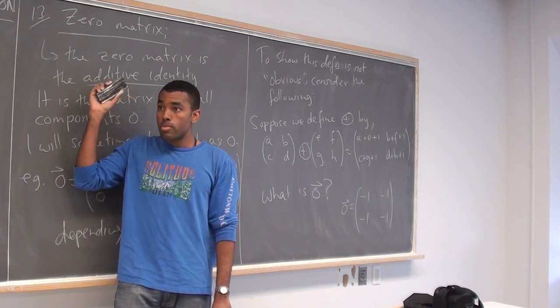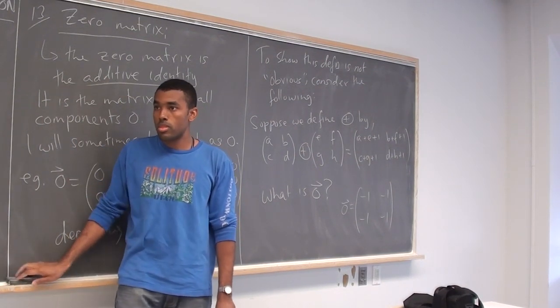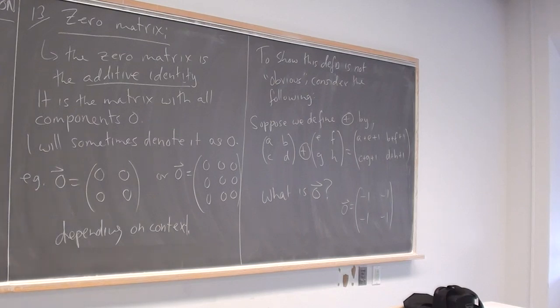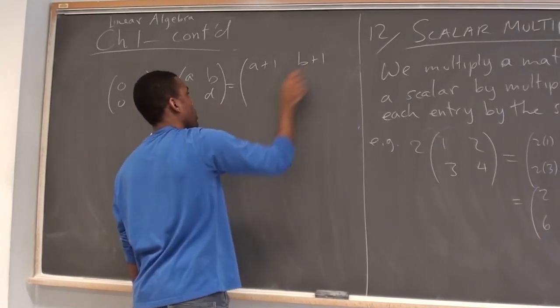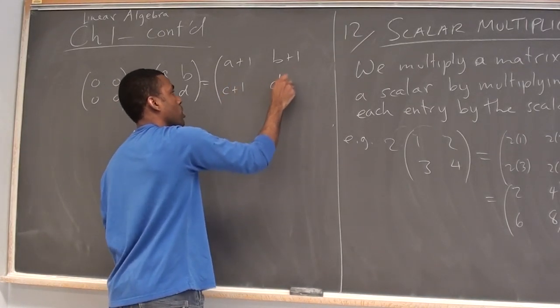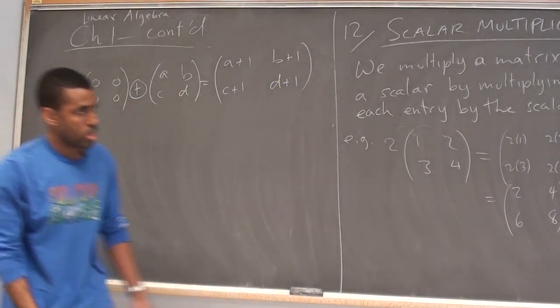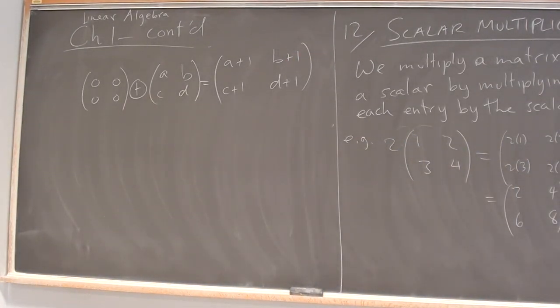Wait, is that also because if you have any two matrices, it's also like a triple sum of those two matrices and the zero matrix? No. Because you can look at it here. If I take 0, 0, 0, 0 plus A, B, C, D, what would I get according to that definition? I would actually get A plus 1, B plus 1, C plus 1, D plus 1. Where does 1 come from? It's in my definition.